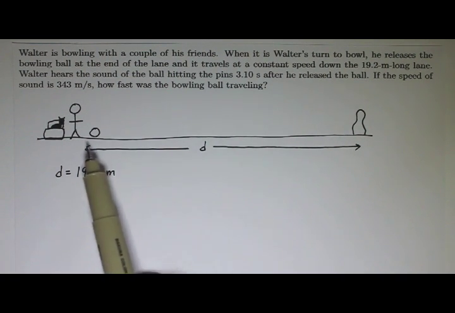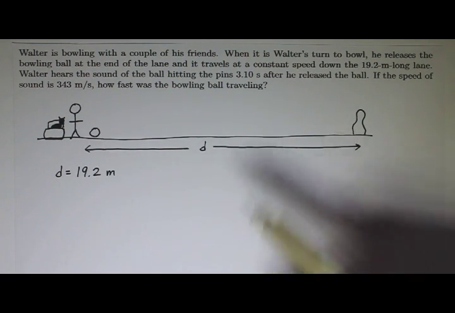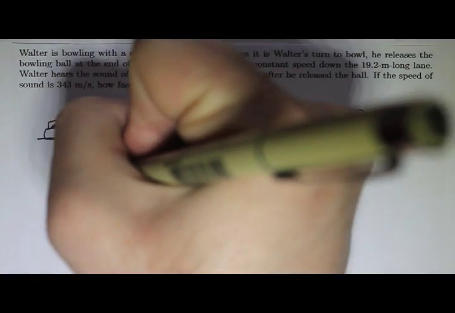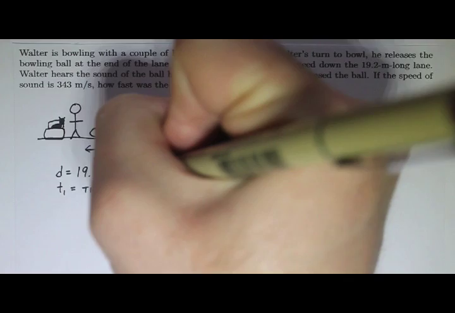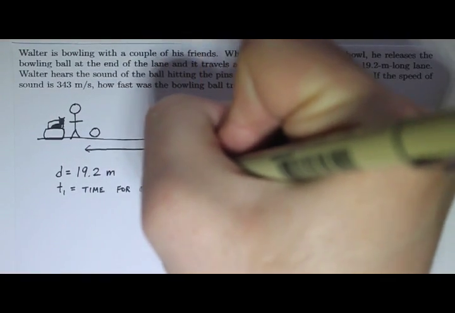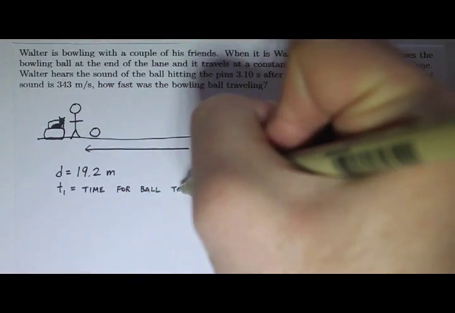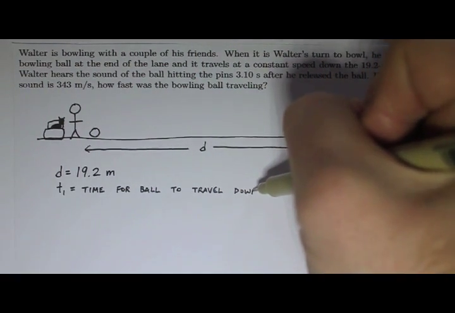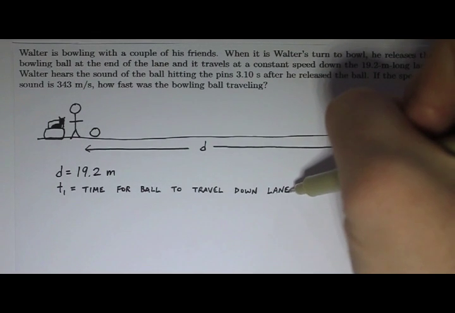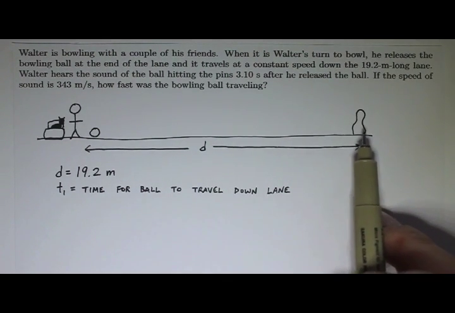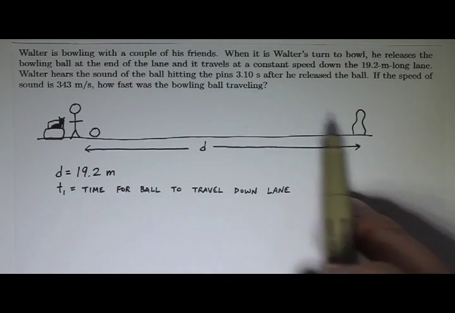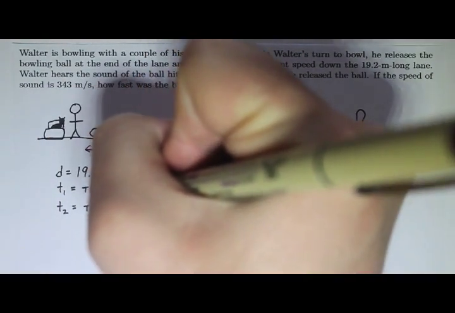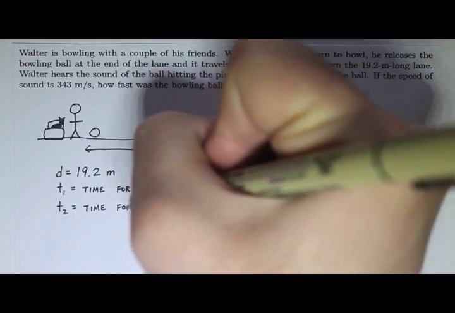Okay, so the ball travels down the lane. Let's call the time it takes to do that T1. So this is the time for the ball to travel down the lane. And then what happens? It hits the pins, and then you hear the sound travel back. So let's call that T2. And this is the time for the sound to travel back.